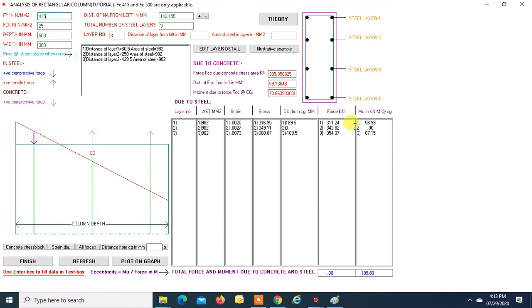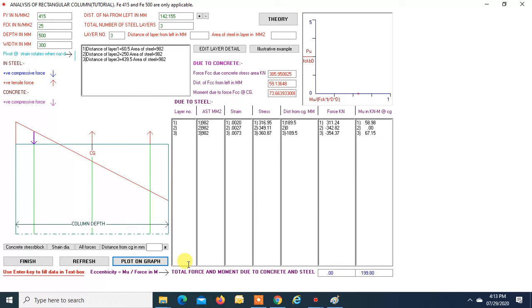So when you add all these moments, you get the ultimate Mu when the neutral axis depth is 142.155, right? So this is how we get a single Pu and Mu for a particular depth of neutral axis, and which is plotted over here. Now let us vary the depth of neutral axis. Say we will take it as 160 mm from the compression face. Press enter.